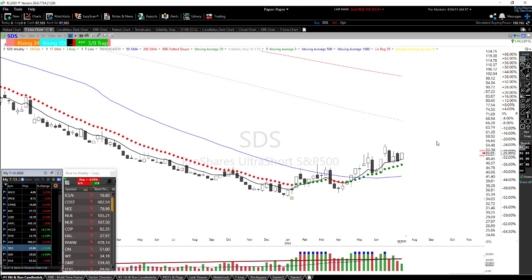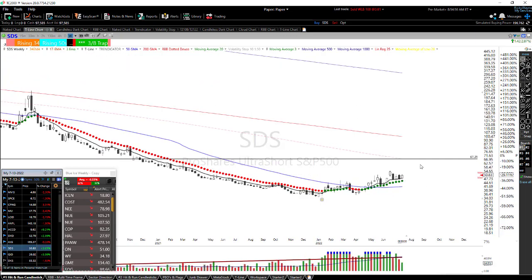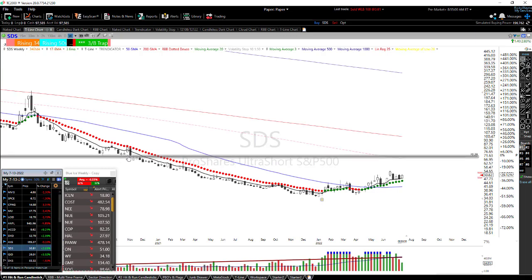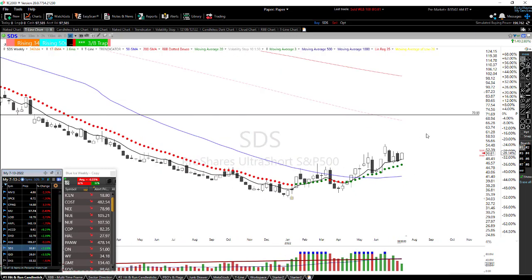Just like a bullish chart. Once again, we have a target up here at the 200 dotted deuce. Might even get a little higher on this one. Just a little bit higher. Beautiful chart to trade.